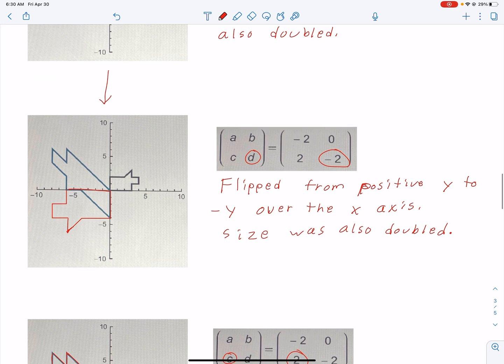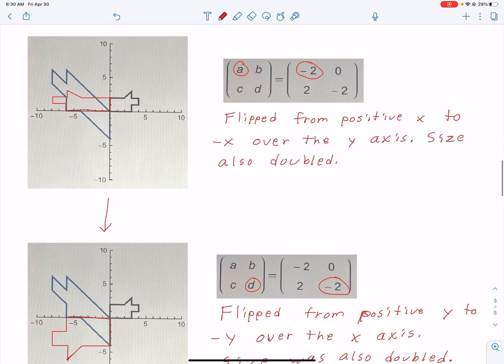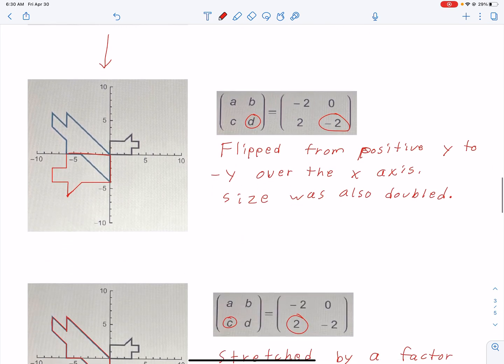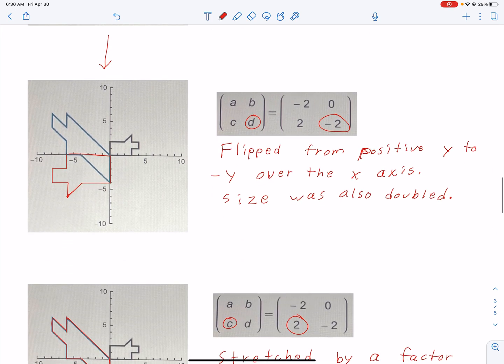Next step is basically it just takes all the y values and stretches them depending on how big the value is, and if it's negative, it changes the sign. So as you can see, we went from positive y's doggo to negative y's doggo, and since it's a 2, it's times 2 the original, so now it's twice its original size, both length and height.